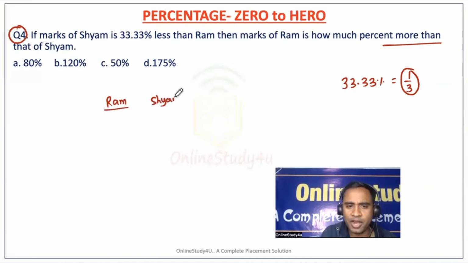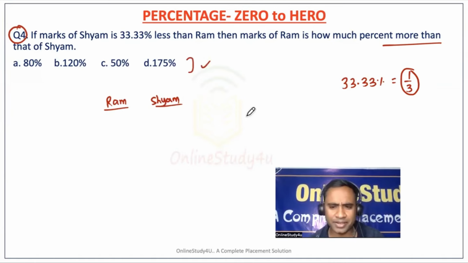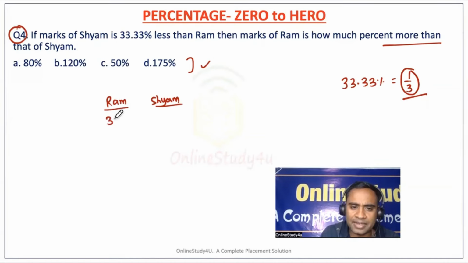Now the options are given in terms of percentage. That means we are free to assume any value, but always remember, some practice is required, so you have to consider a value such that your calculation will be easy. So here, for Ram's marks, I will assume 300.